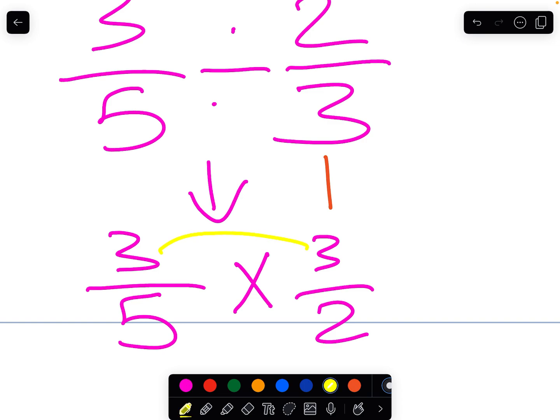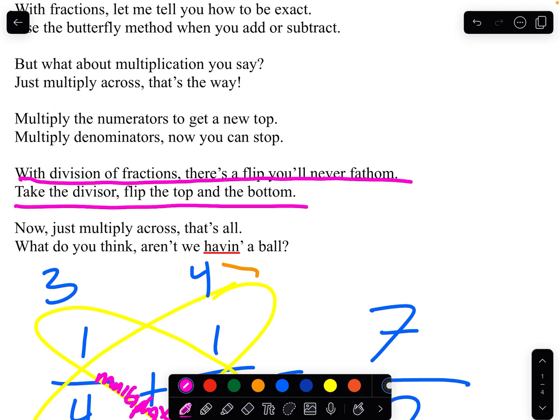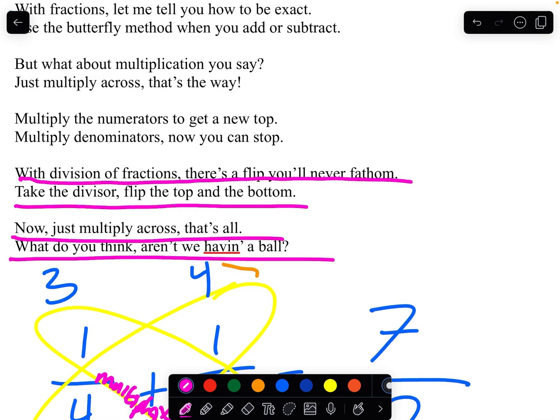And then you're just going to multiply across as you normally would with a multiplication equation with fractions. So 3 times 3 is 9, 5 times 2 is 10. The answer is 9/10. I think I have that here. Yep, I said now just multiply across, that's all. What do you think? Aren't we having a ball? Are you having a ball?